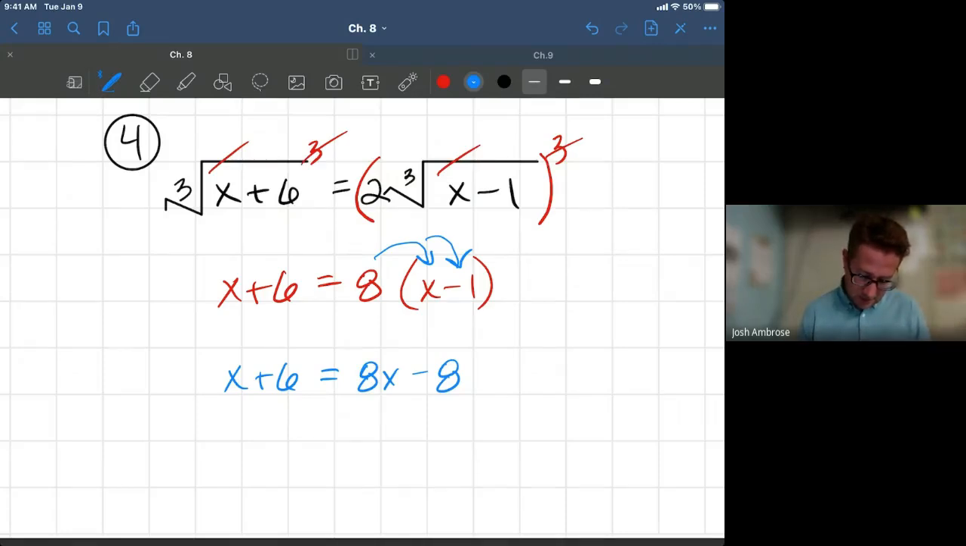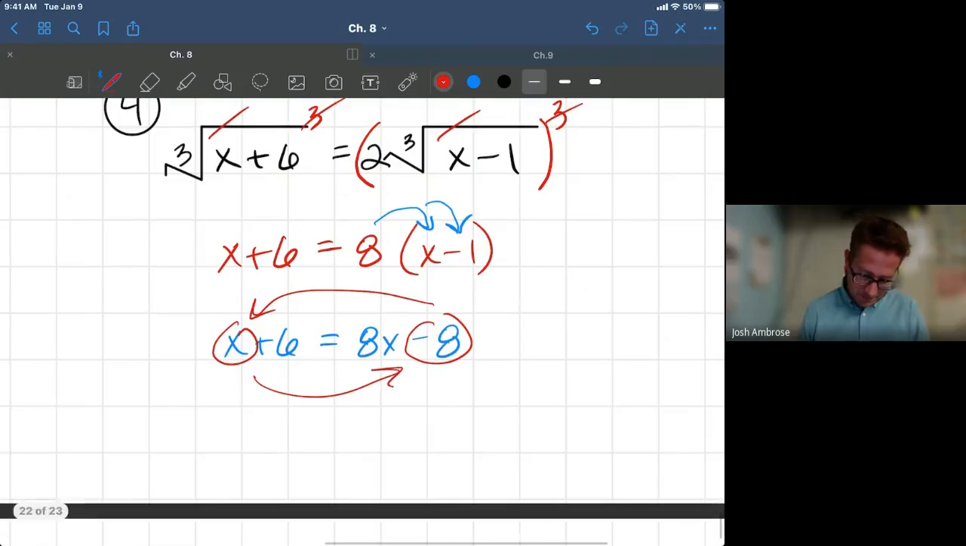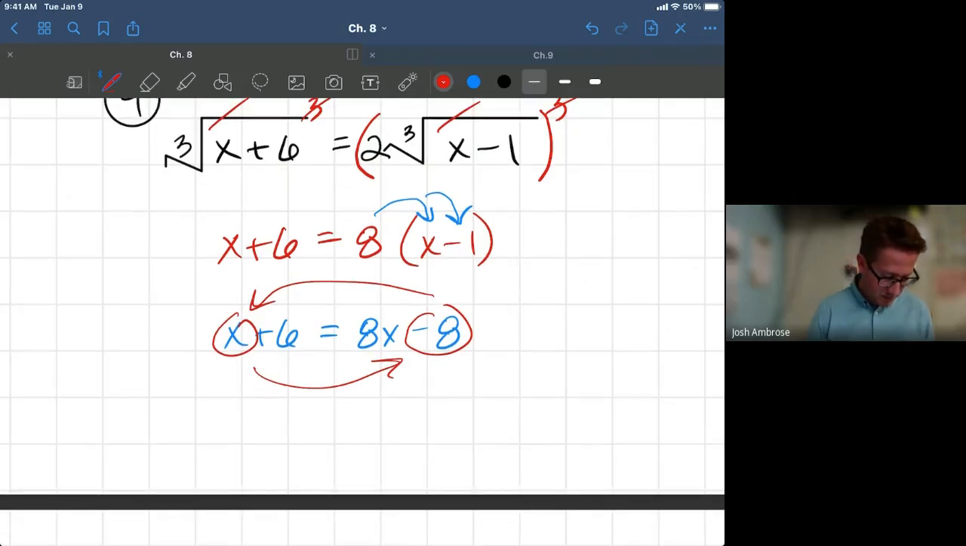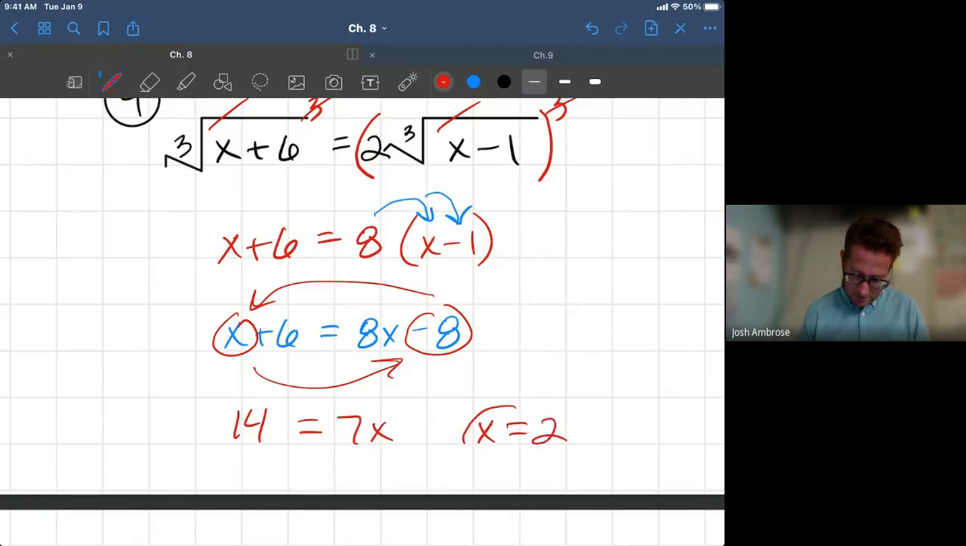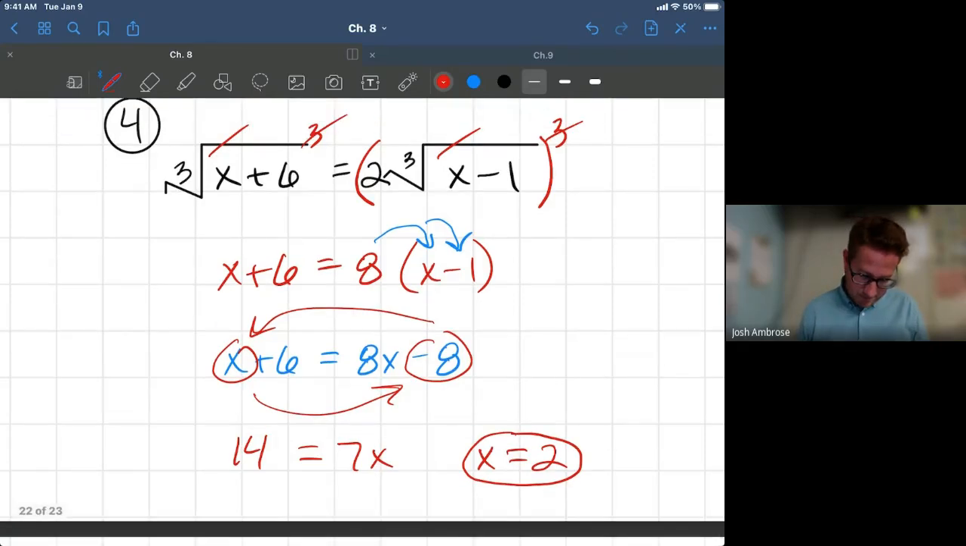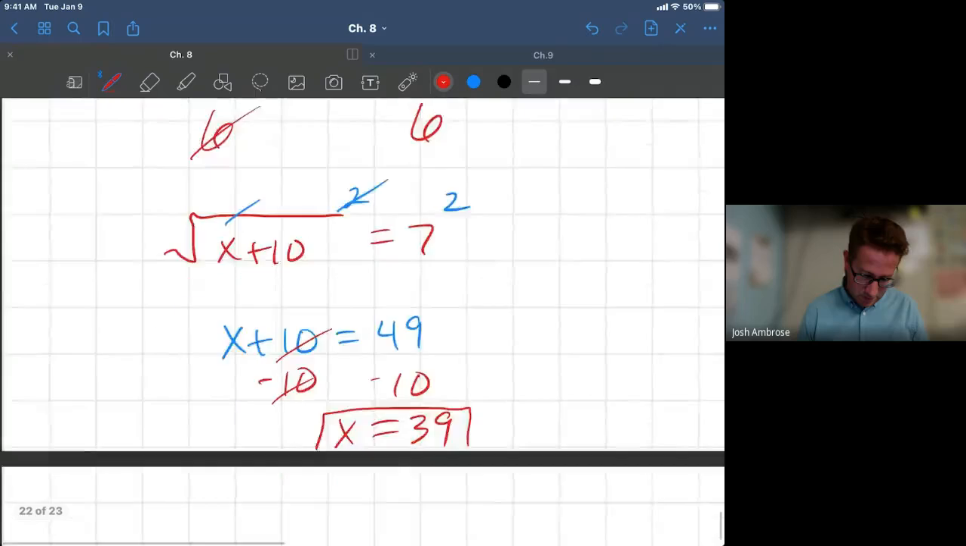All right, so I'm going to go ahead and take that minus 8, bring it over. I'm going to take that x and bring it over here. And let's simplify that. So we're going to get 14 on this side equals 7x on that side. And then let's go ahead and divide and x will equal 2. All right, so that's what we're getting there. Okay, good. Let's go ahead and move down.